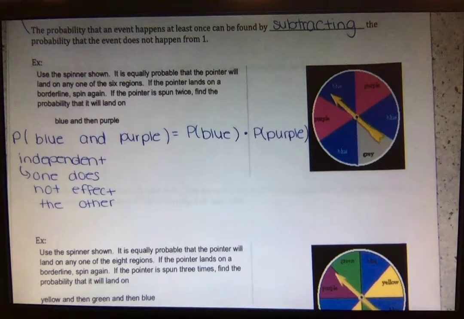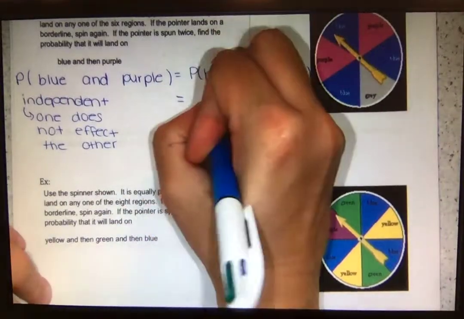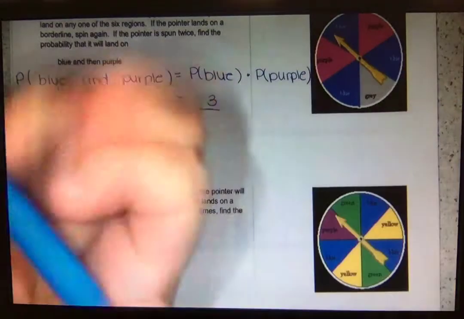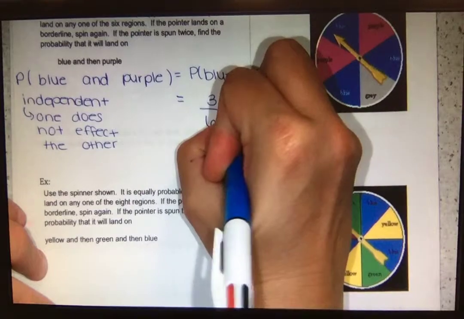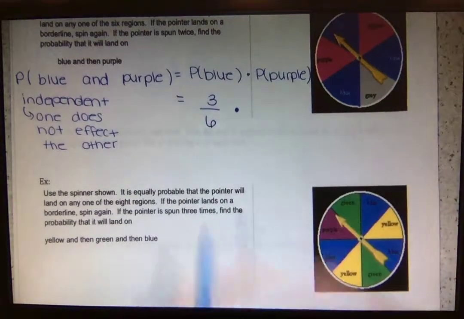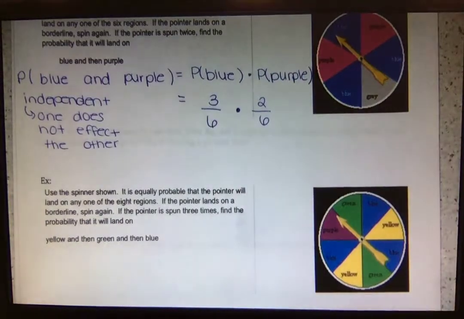So probability of landing on blue. How many blue spaces are there? Blue regions, 3 out of how many regions total? 6. Times how many purple regions are there? 2 out of 6 total.